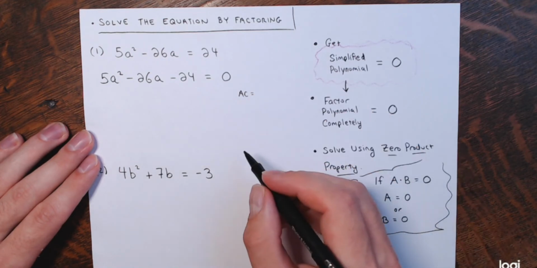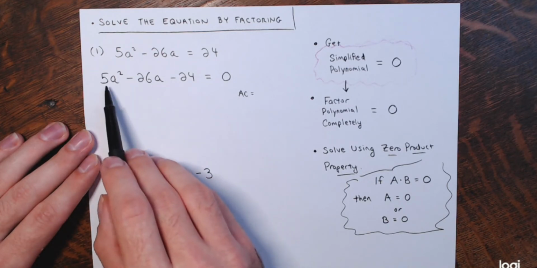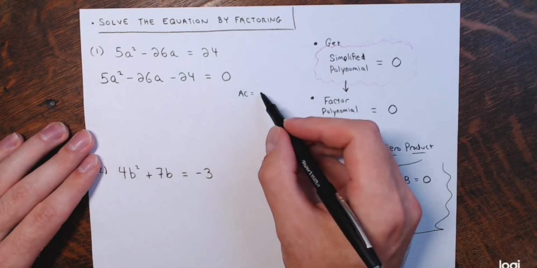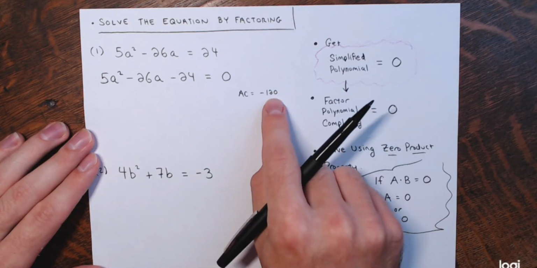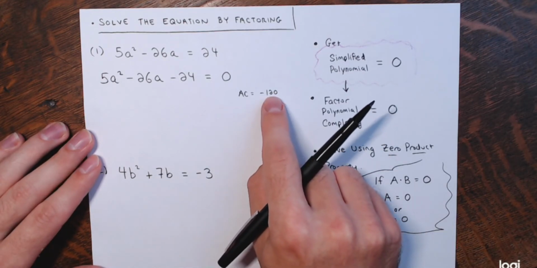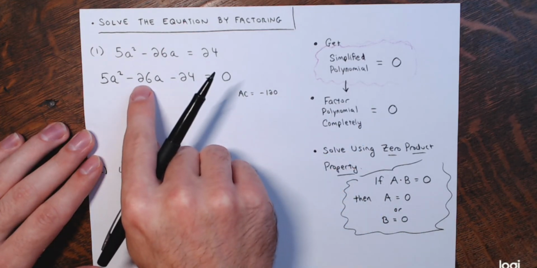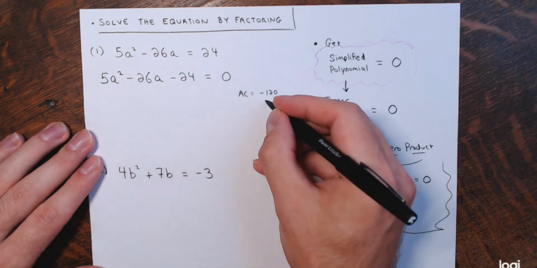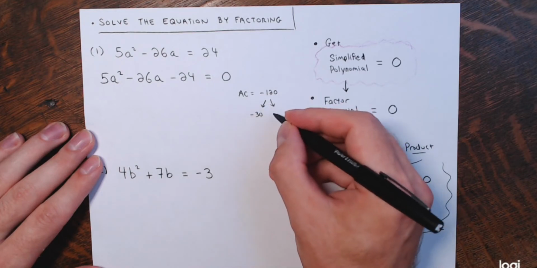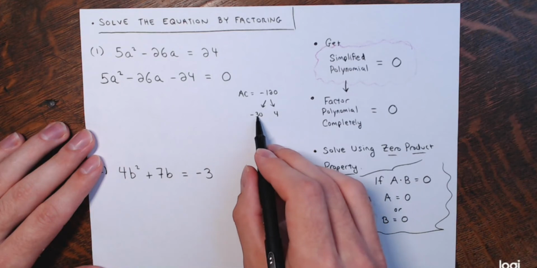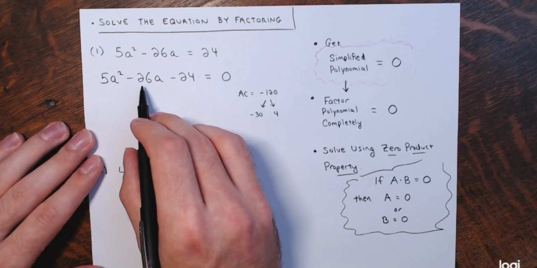Again, I'm not going to go into all the details, just take the lead coefficient times the constant term, 5 times negative 24. So that's negative 120. And then I would like to think of a pair of factors of negative 120 that have a sum of b, a sum of the linear coefficient negative 26. And those factors, again, you might have to play around with that, but are negative 30 and positive 4. Those multiply to be negative 120, and they add to be negative 26.